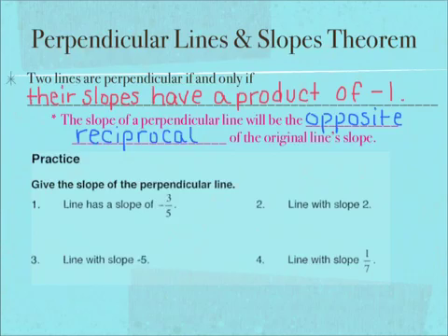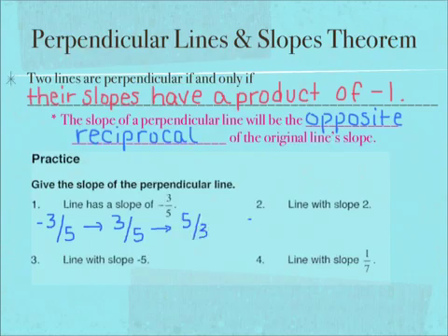So let's look at these examples. It says give the slope of the perpendicular line. So my line right now has a slope of negative 3/5. I'm going to take that negative 3/5. I'm going to make it positive so that it's the opposite. And then I'm going to flip it over and make it 5/3. And that would be my final answer.